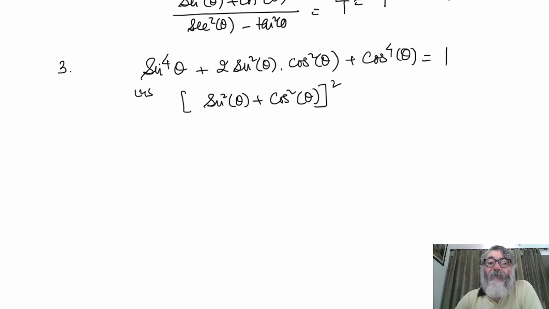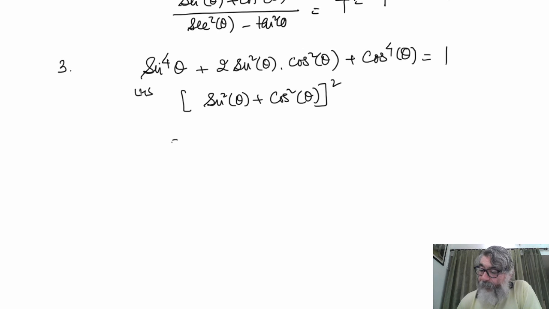And what is the value of sin square theta plus cos square theta? Sin square theta plus cos square theta is always 1. So it will become 1 whole square, which is equal to 1, which is the right hand side. These are very basic, very fundamental questions which you need to remember.